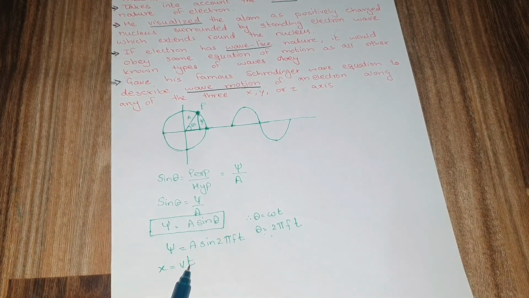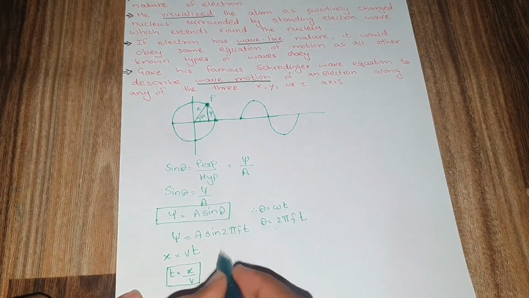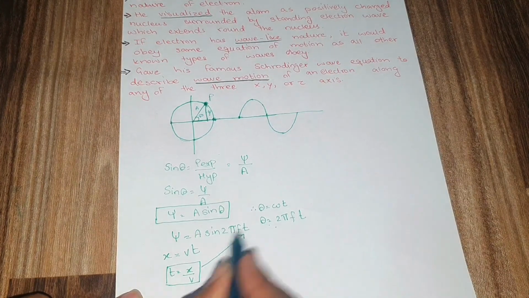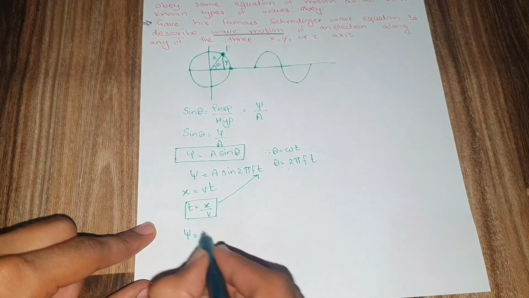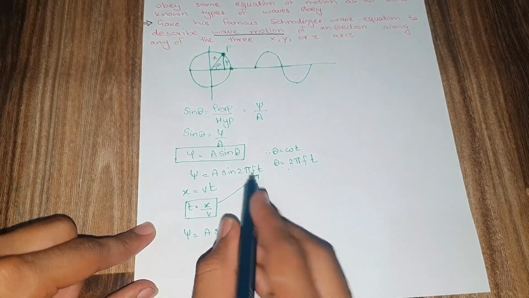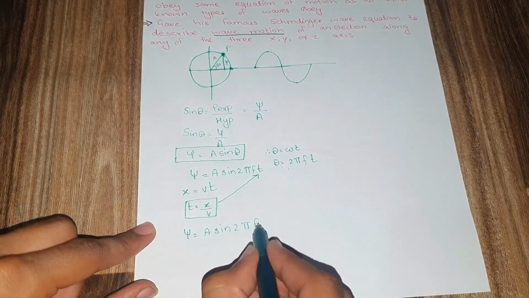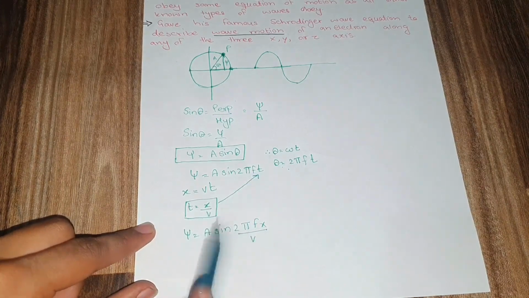From here we are going to find the value of t, time. If we are going to find the value of time, the v will come here and divide x. So x divided by v is equal to t. This is the value of t which I am going to put in this equation. So the equation becomes psi is equal to A sine 2 pi f, and this becomes x over v. I have just put x over v in the place of t.